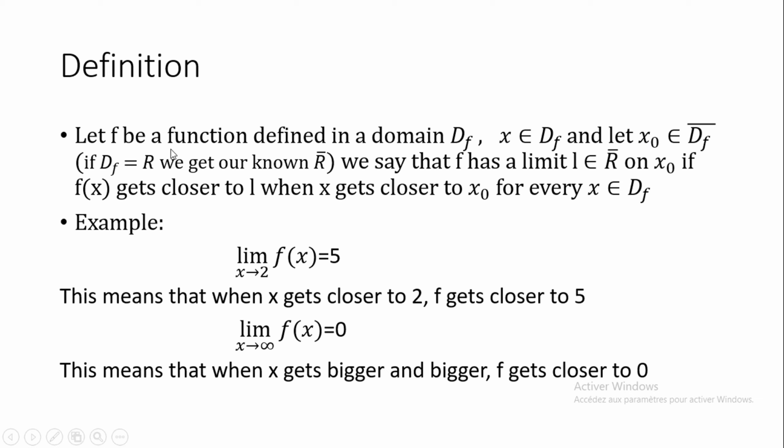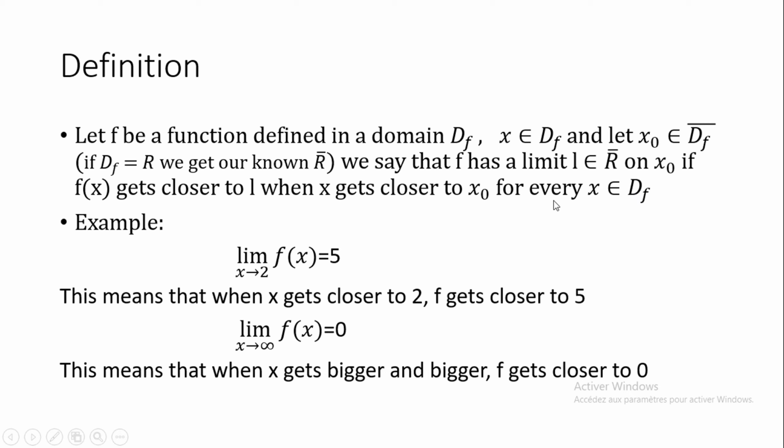Df bar is, if we take for example R bar, we're going to get our known R bar. So Df bar is just a way to include the boundaries and the limits of our domain. So we say that f has a limit L in R bar at x0 if f of x gets closer to L when x gets closer to x0 for every x in Df.